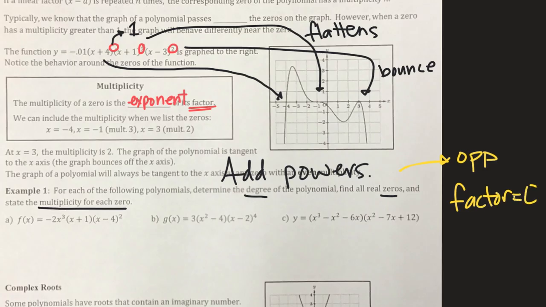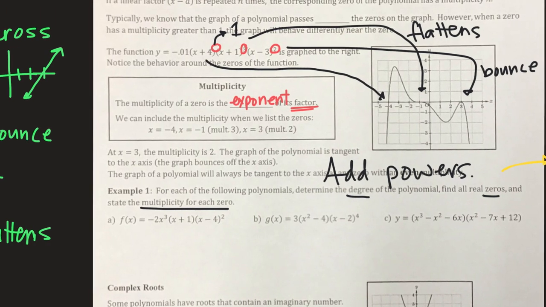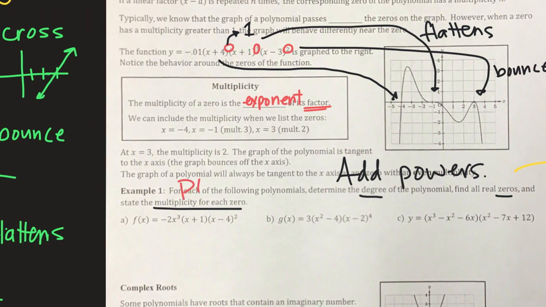Okay, that's how we're going to do it mathematically. Set your factor equal to 0 and solve. And then we're going to look and see, okay, what is the power for each of our zeros? So we're adding the powers to find the degree. You set each factor equal to 0 to find the zero, and then you are going to see what the power of each factor is.